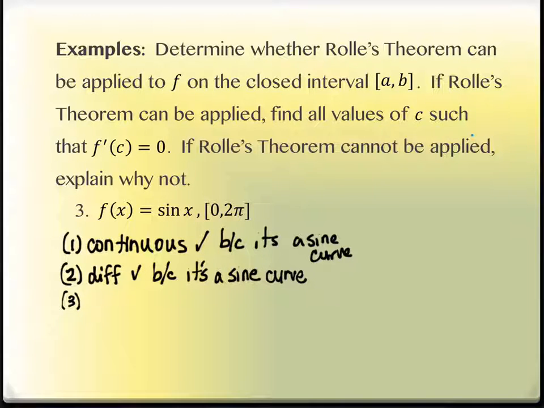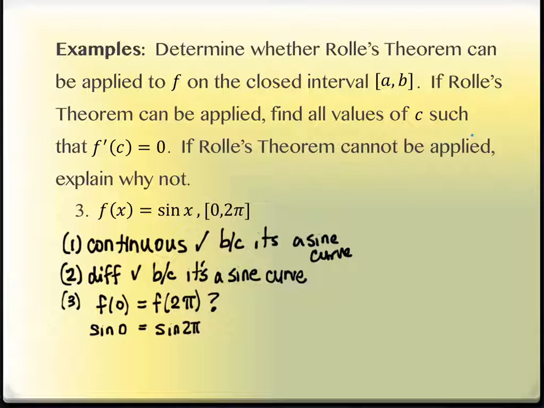Third condition. What is the third condition? We didn't actually have to test that on the last one because we fell apart before we got there. The endpoints. We need to test and see if f of 0, in this case, equals f of 2 pi. All right, so this is our question. We're testing this. So f of 0 means sine of 0, and f of 2 pi means sine of 2 pi.